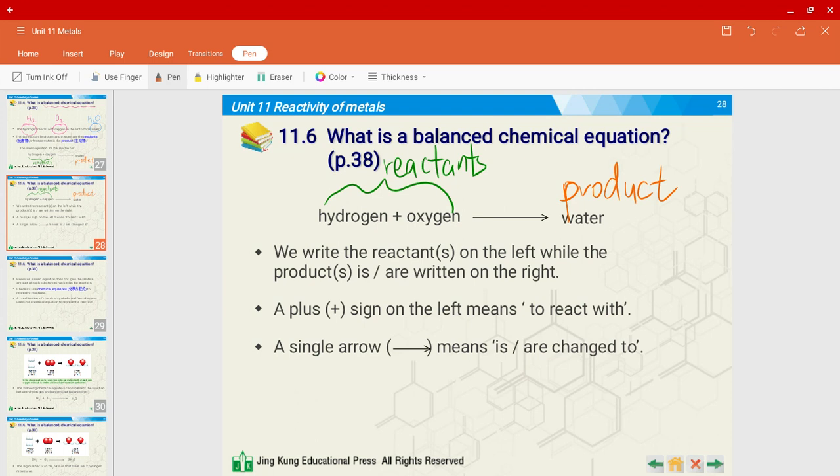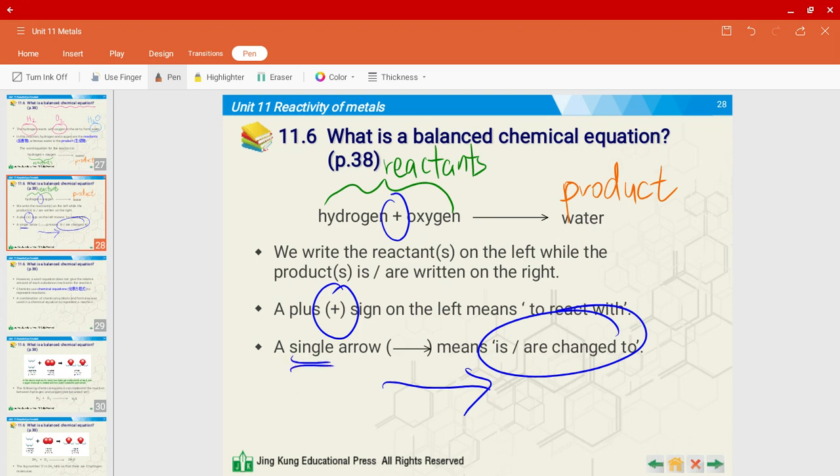Okay, and the plus sign denotes that you're reacting two substances together. For example, in this case we're reacting hydrogen with oxygen. And the arrow, please notice that it is an arrow facing the right-hand side. It means that it is being changed to, or there's a reaction occurring. And it's also a single arrow. It's not a double arrow or something like this. No, it's not a reversible arrow. It is just one single arrow that is going to the right-hand side.